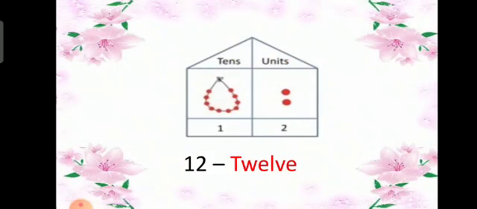We are going to draw the houses, tens and units. So here, what we are going to do is draw one string and two single beads. One string means 10 units and two single beads mean 2 units. 10 plus 2 is equal to 12. 12 beads together will become 1 ten and 2 units. So 1 ten and 2 units means 12. The spelling of 12 is T-W-E-L-V-E.